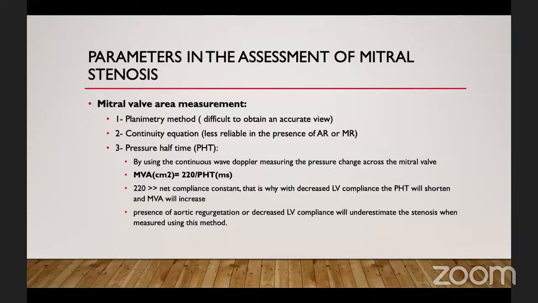But this method to assess the mitral valve area has some shortcomings, especially in patients with aortic regurgitation or decreased LV compliance. The reason is that if the patient has decreased LV compliance, high LV pressure, or aortic regurgitation, this will cause a faster or earlier closure of the mitral valve. So the pressure will equalize much earlier than usual, and this will give you a much lower pressure half-time, which will overestimate the mitral valve area. So be careful in assessing the mitral valve area using this method.